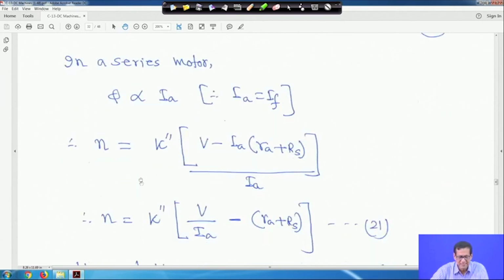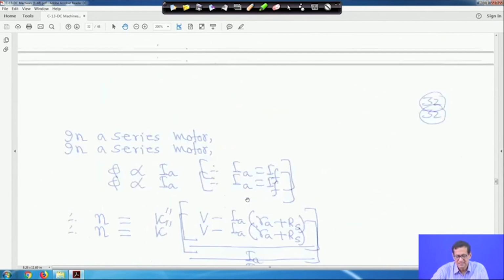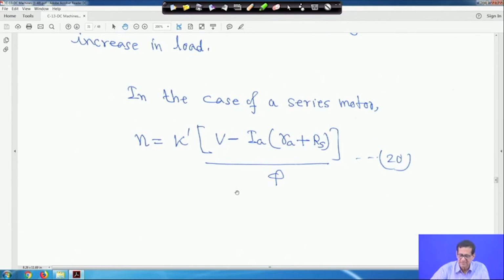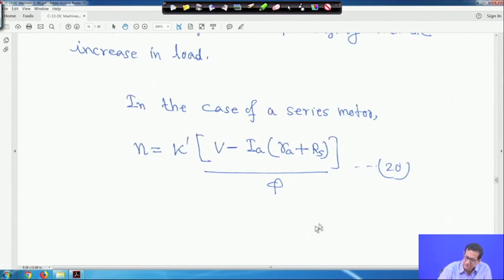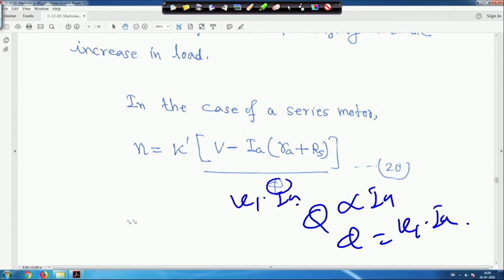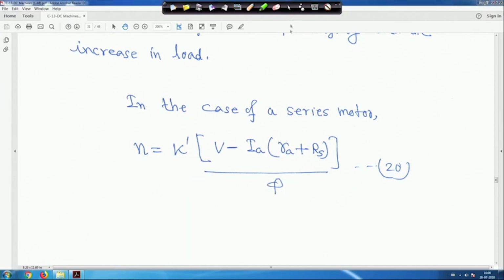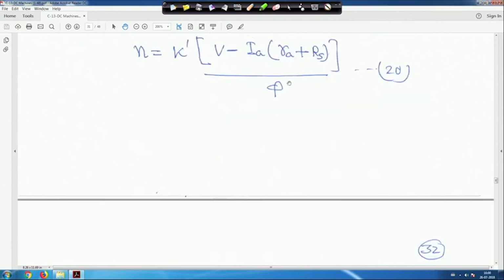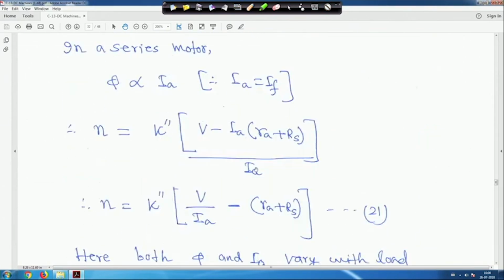Therefore, you can write N = K'' (V - I_A (R_A + R_S)). So, here, if phi is proportional to I_A, that means phi is equal to some constant K1 into I_A. If you substitute K1 into I_A, then K'/K1 we are calling K'', something like this.